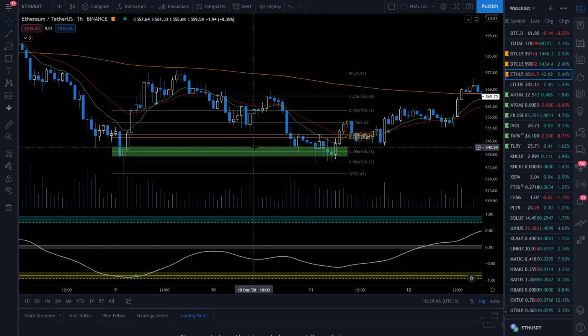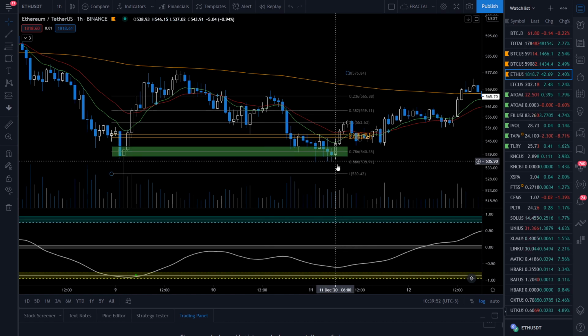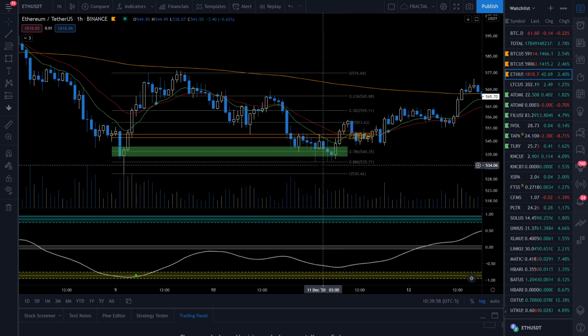All right. And then stop loss is a little iffy depending on price action, but usually below the 0.886 Fibonacci level is a decent gauge for a stop loss.